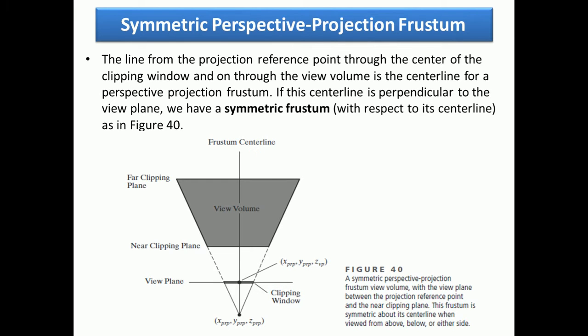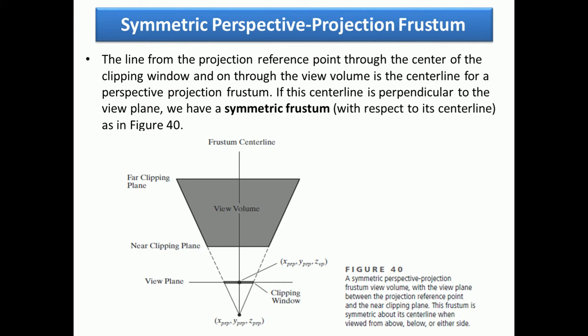The line from the projection reference point to the center of the clipping window and to the view volume is the center line for a perspective projection frustum. If the center line is perpendicular to the view plane, then we consider it a symmetric frustum. You can see this center line, and how we consider the region as a symmetric frustum, in the below figure. This is with respect to the center line.